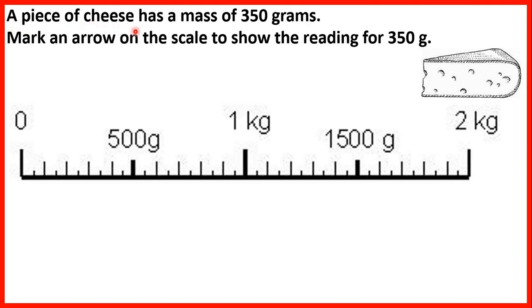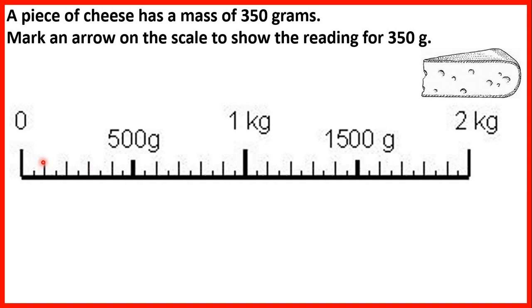A piece of cheese has a mass of 350 grams. Mark an arrow on the scale to show the reading for 350 grams. So on this scale, we have some thick lines which are marked, so 0, 500, 1 kilogram, because remember 1 kilogram is 1000 grams. We also have these middle-sized lines and these little lines.